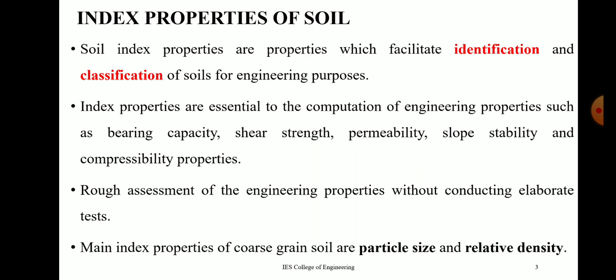Index properties of soil. Soil index properties are properties which facilitate identification and classification of soils for engineering purposes. Index properties are essential to the computation of engineering properties such as bearing capacity, shear strength, permeability, slope stability, and compressibility properties. While understanding index properties of a soil, we get a rough assessment of the engineering properties without conducting elaborate tests. Main index properties of coarse-grained soil are particle size and relative density.